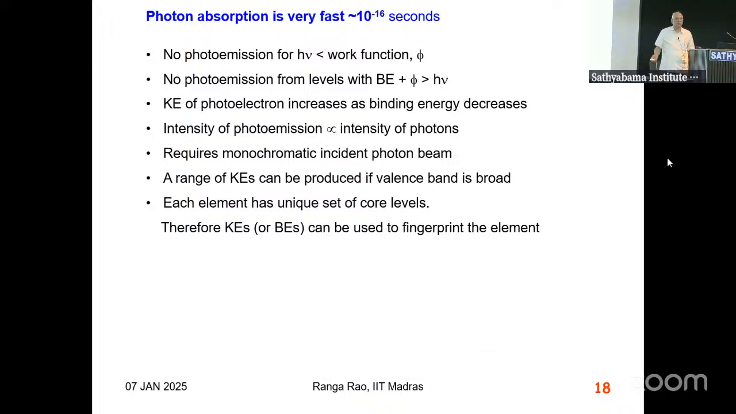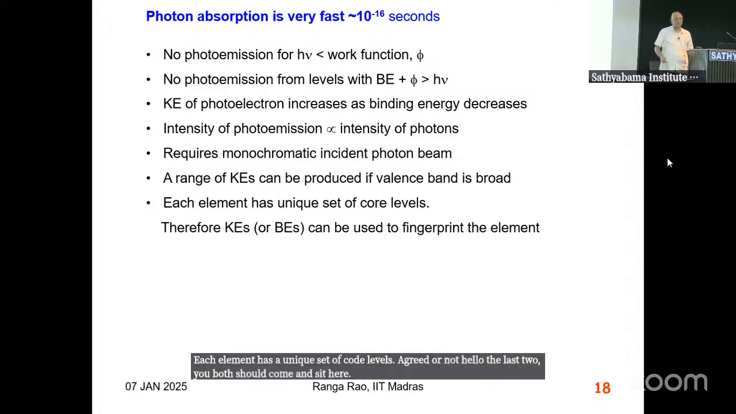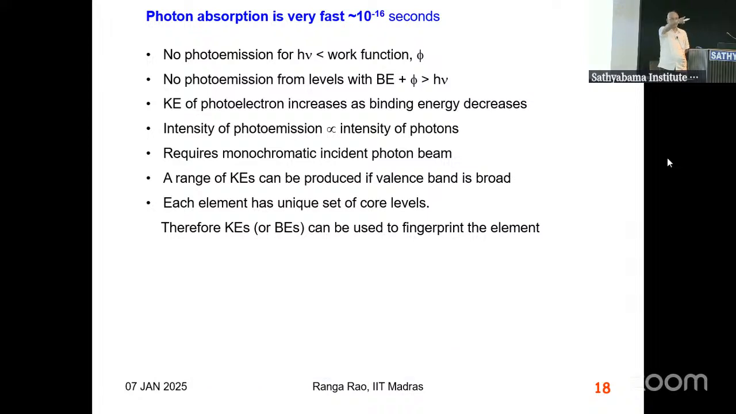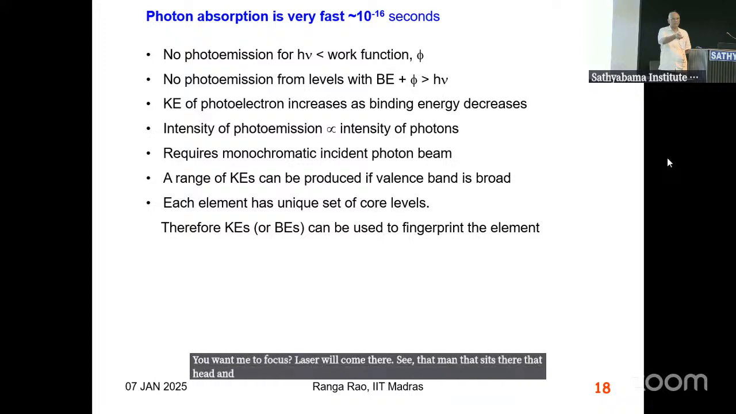Agreed or not? Hello, the last two, you both should come and sit here. You want me to focus? The laser will come there. See that man, that head and these two heads.